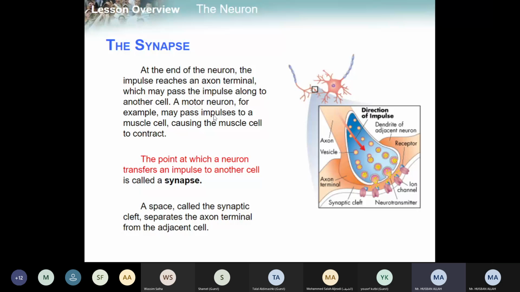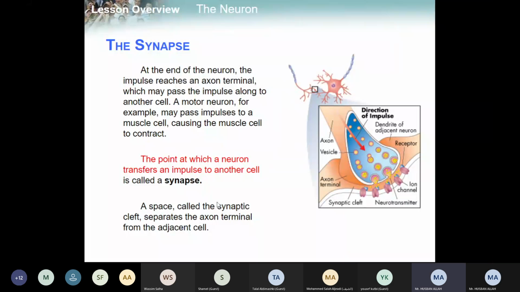A motor neuron, for example, may pass impulses to a muscle cell, causing the muscle to contract. Let's suppose there is a motor neuron, and it passes an impulse to the muscle cell to cause contraction and relaxation. This is given in the form of a synapse. The point at which a neuron transfers an impulse to another cell is called a synapse. Clear?